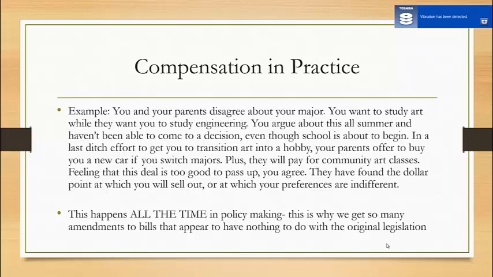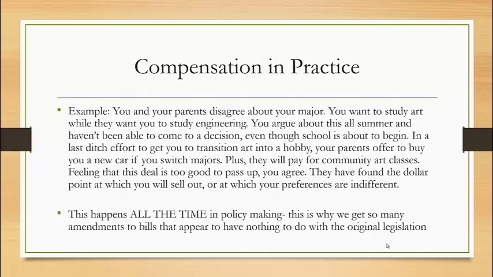And the reality is that compensation happens all the time. We see this a lot in add-ons to bills. This happens all the time in policy making. This is why we get so many amendments to bills that appear to have nothing to do with the original legislation, right? So you have these omnibus bills where it's ostensibly, say, about farming, but you have things about building bridges, and you have things about roads, and you have things about our tax policy, all combined into this policy. And the reason that we have that is because those things are compensations to get people to vote for it, right?